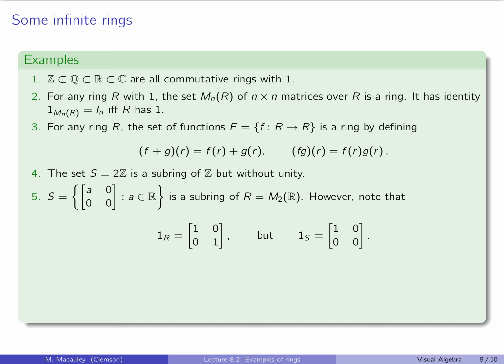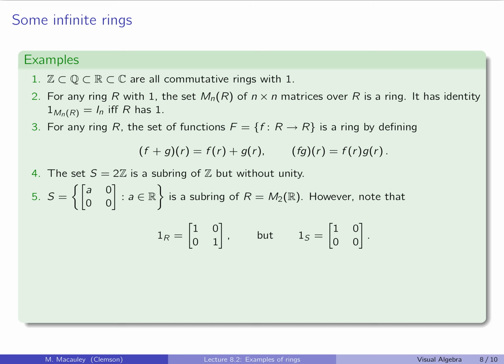But it gets even weirder. Let's consider the set of 2 by 2 matrices where there are 3 0 entries, everything but the top left corner. That is a subring of the 2 by 2 matrices over, say, the real numbers. However, the identity element in the ring is the identity matrix, but that does not live in this subring. However, this subring does have an identity element, which is this matrix here, 1, 0, 0, 0. So subrings could have different multiplicative identities than their parent ring.